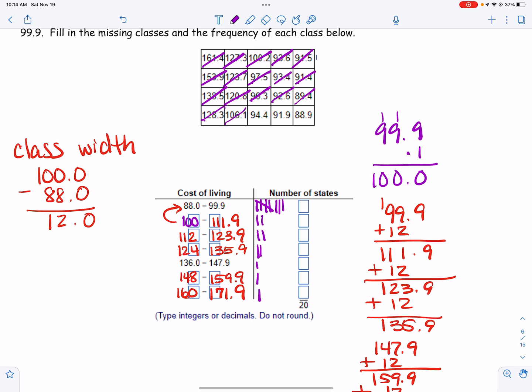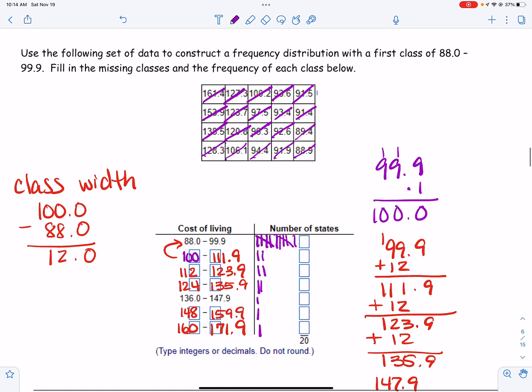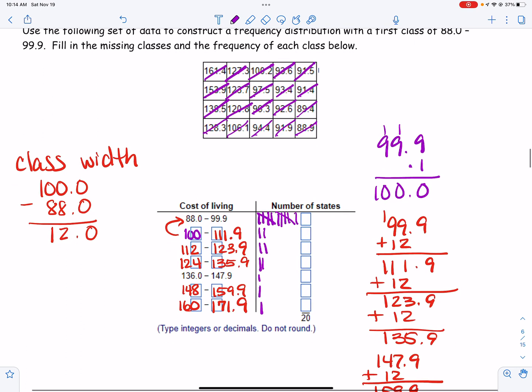106.1 is there. 94.4 is in the first. 91.9 is in the first, and 88.9 is in the first. So let's see, we've got how many? 1, 2, 3, 4. 1, 2, 3, 4, 5. So we should have 20. Yep, we have 20.